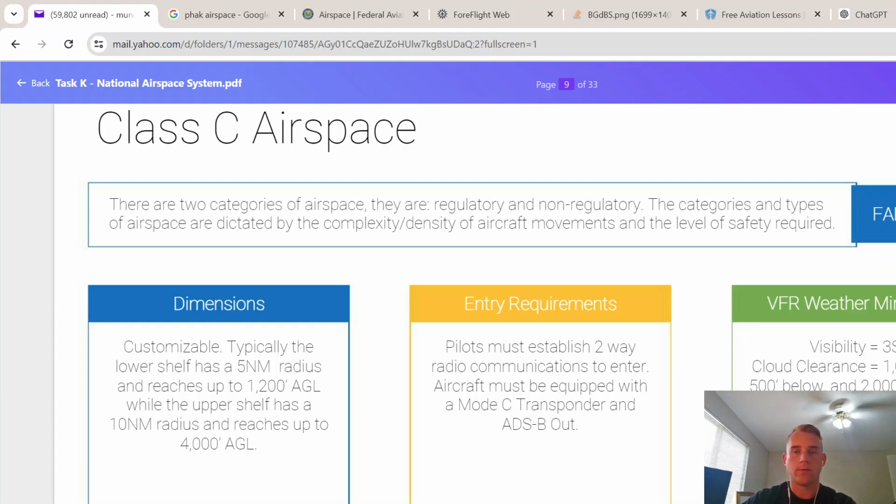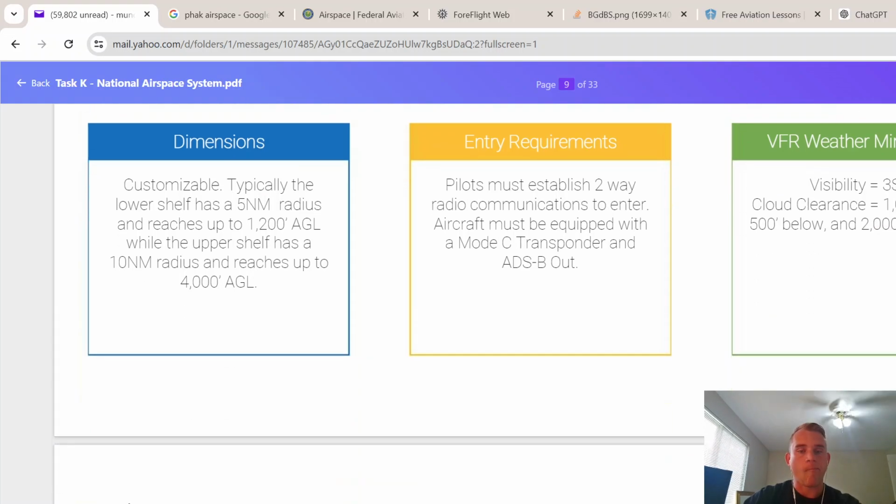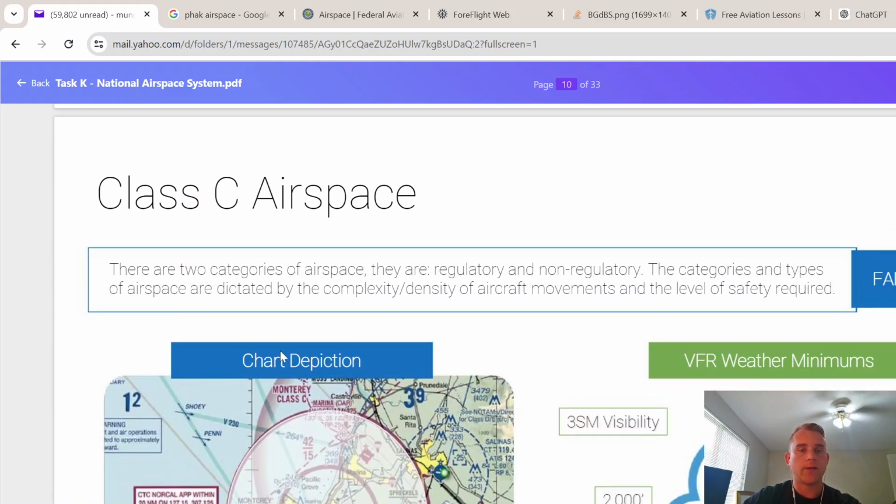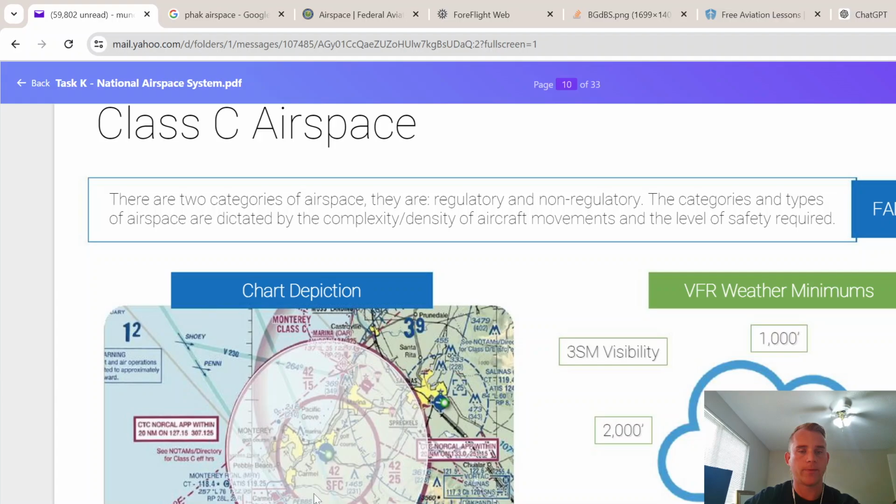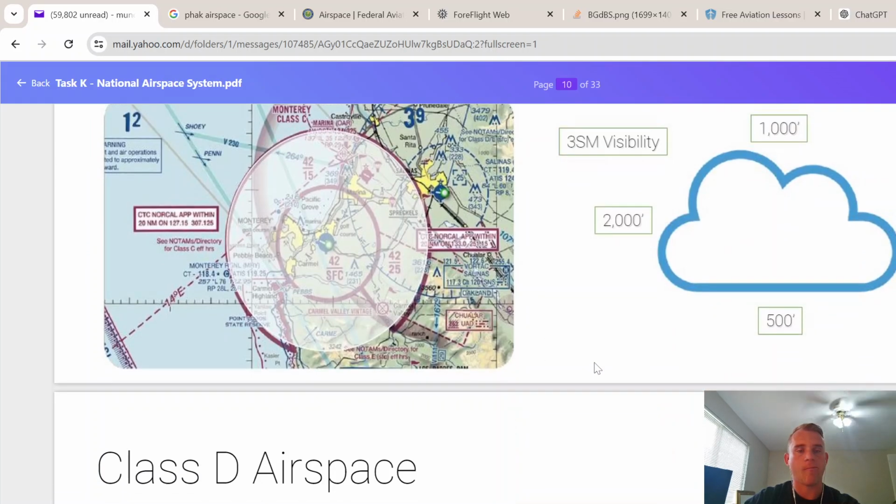VFR weather minimums. We have a visibility of 3 statute miles. Cloud clearance equals 1,000 above, 500 below, 2,000 horizontally. Okay, Class C airspace is depicted with a magenta solid line. And remember, upside down top hat. Okay, magenta solid line for Class Charlie airspace.